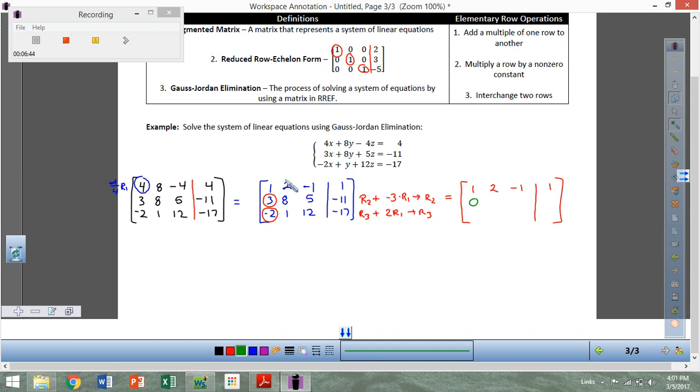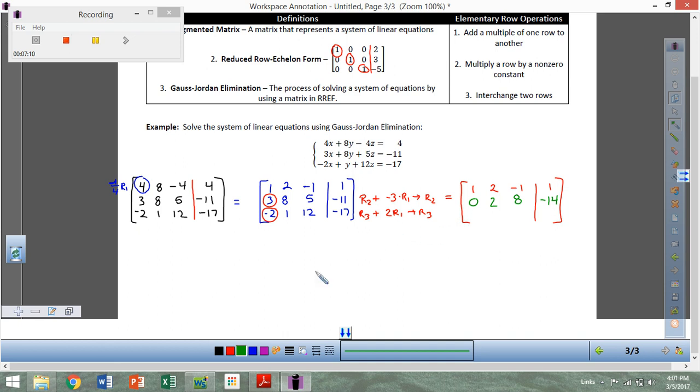-3 times 2 is going to give me -6. Add that to the 8. That's going to give me a 2. -3 times -1 will give me a 3. Add that to the 5. That's going to give me an 8. And -3 times the 1 will be -3. Add that to -11. That's going to give me -14.